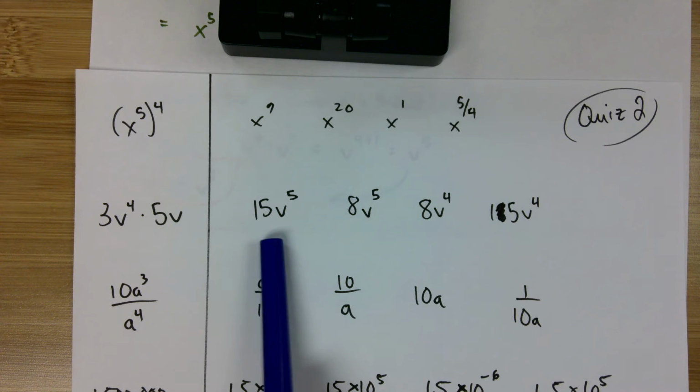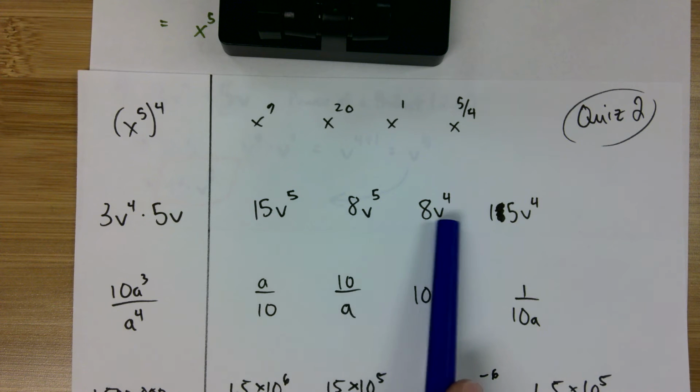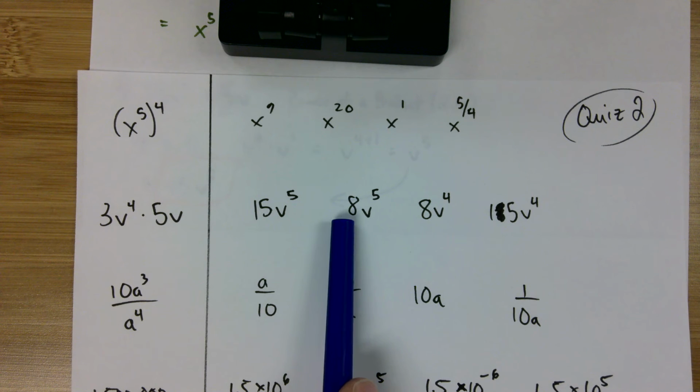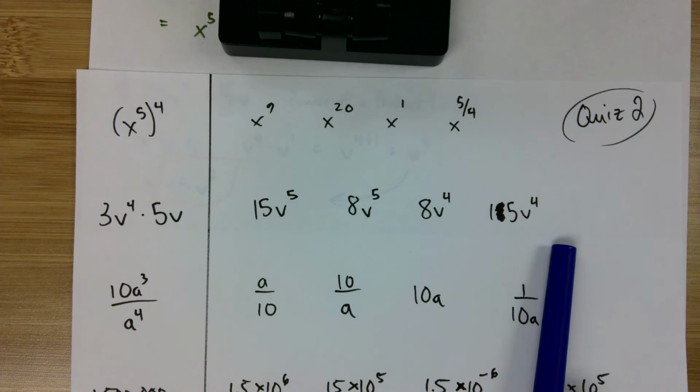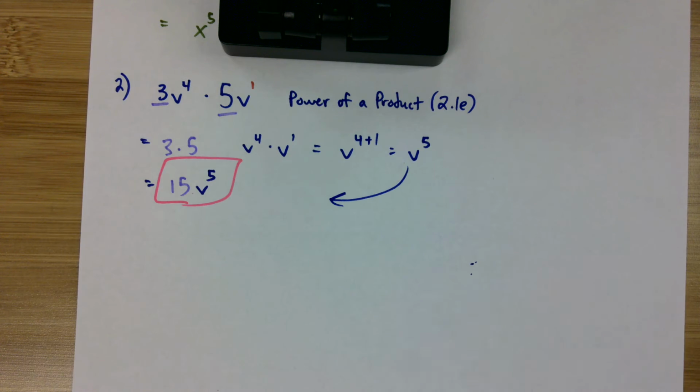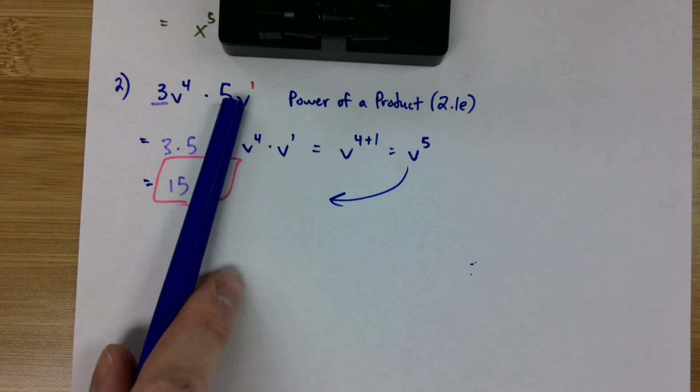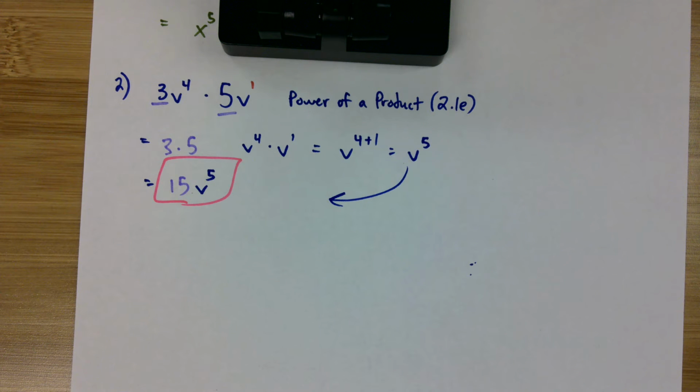So again, here are the answer choices. If you added those front numbers together, maybe you got something with an 8. And if you got 15v to the 4th, you probably just forgot that this v has an exponent of 1. Okay? Yeah, that's right, Josh. Good.